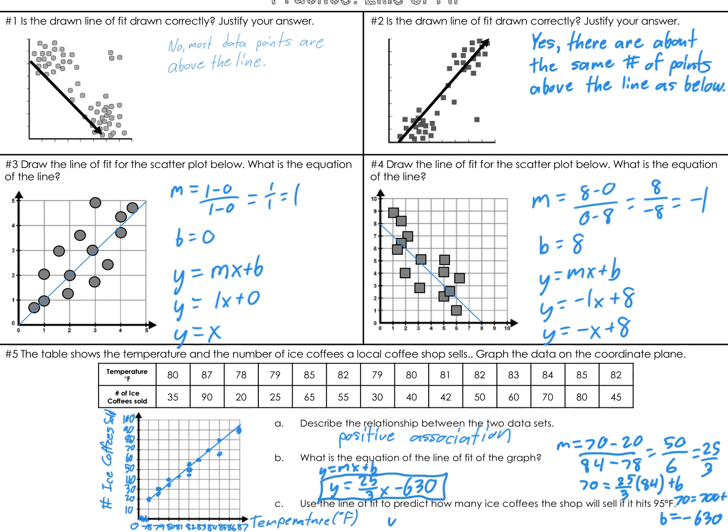Lastly, let's use the line of fit to predict how many iced coffees the shop will sell if it hits 95 degrees Fahrenheit. So to predict, we're going to rewrite the equation. y equals 25/3x minus 630. Since we know that the temperature is 95, that means x is 95, we can plug in and find the answer of 162 iced coffees will be sold. It is okay if your answer is different from mine, as long as it fits your equation and your line.